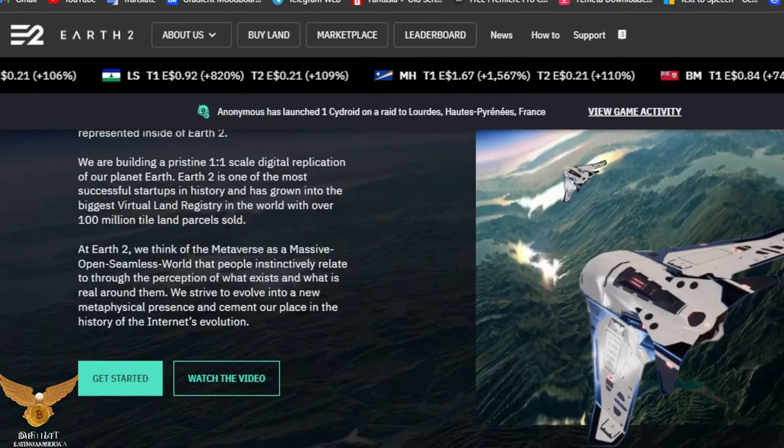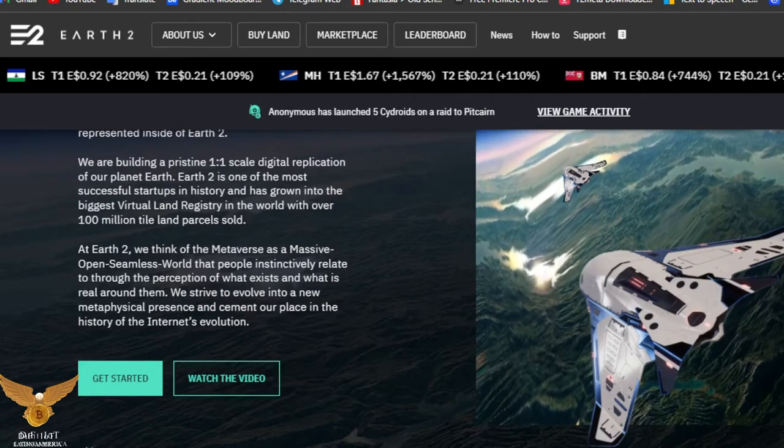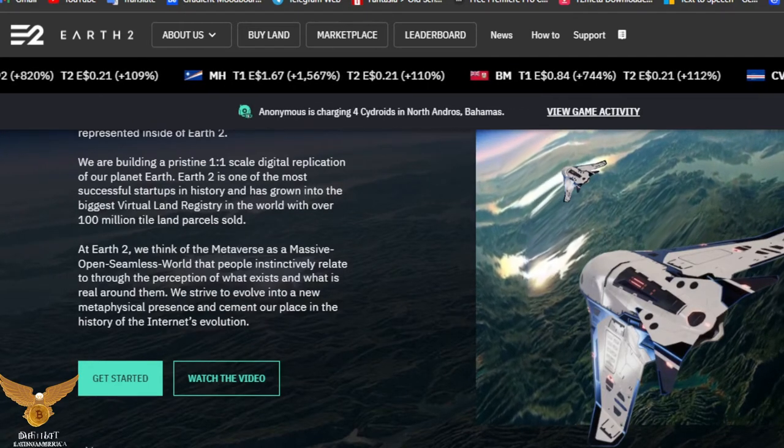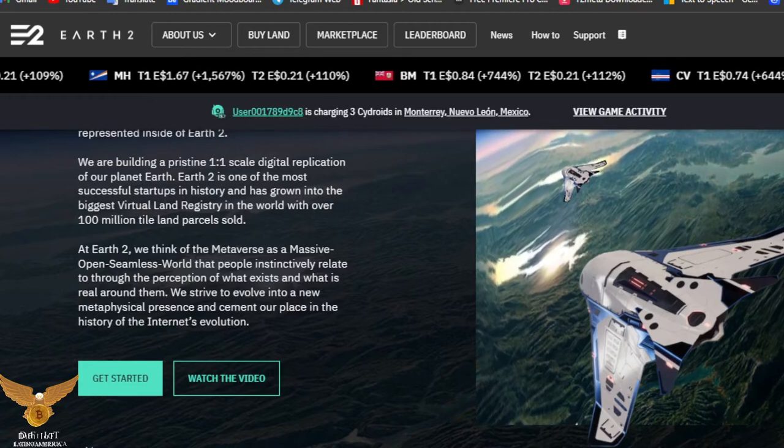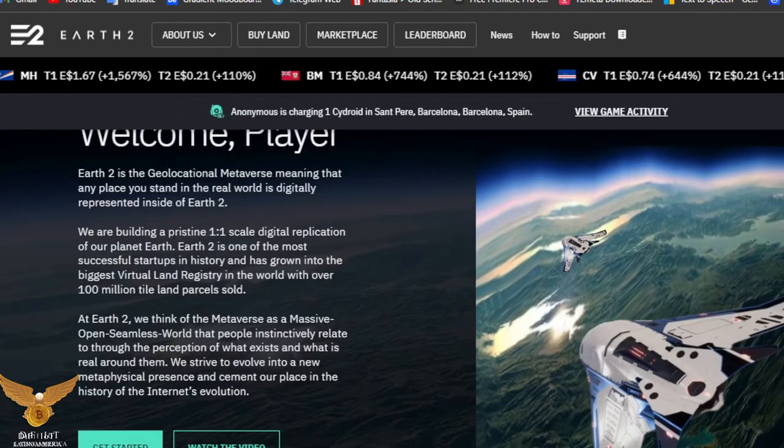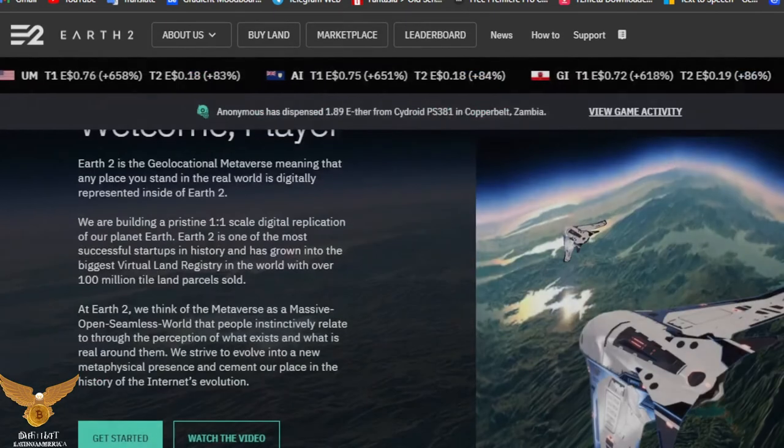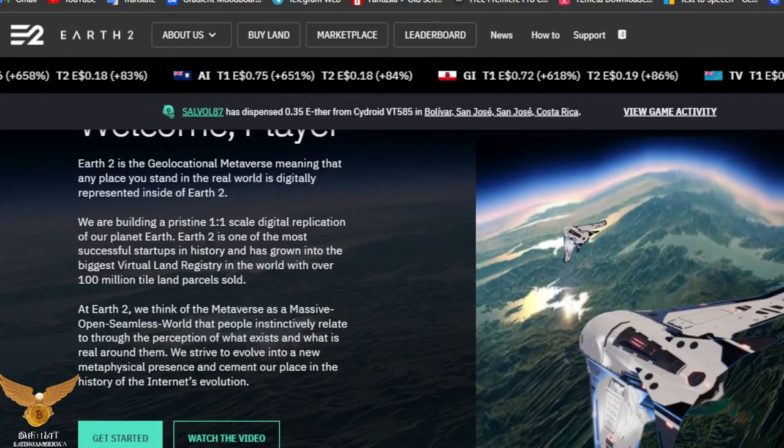One, mass adoption. EARTH2's success depends heavily on mass adoption of its platform. If it can attract a large and engaged user base, it could have a significant impact on the cryptocurrency space and the virtual economy.